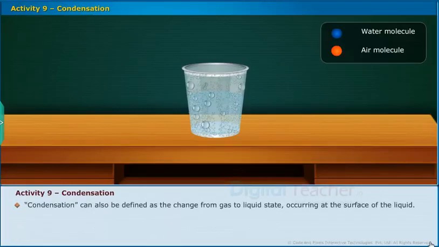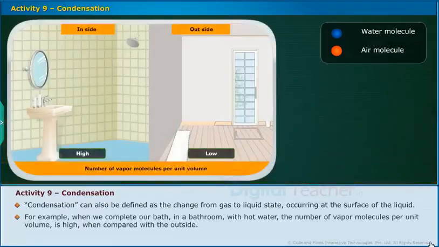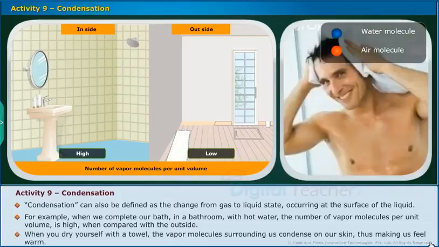Condensation can also be defined as the change from gas to liquid state occurring at the surface of the liquid. For example, when we complete our bath in a bathroom with hot water, the number of vapor molecules per unit volume is high when compared with the outside. When you dry yourself with a towel, the vapor molecules surrounding us condense on our skin, thus making us feel warm. Let us learn the reasons for this.